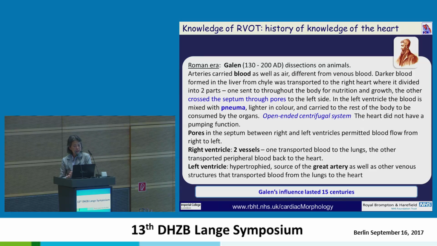In other words, the circulation, as it were in those days, was thought to be an open-ended centrifugal system. Importantly, he commented on pores in the septum between right and left ventricle, permitting blood flow from right to left. The right ventricle had two vessels, and so on and so forth.